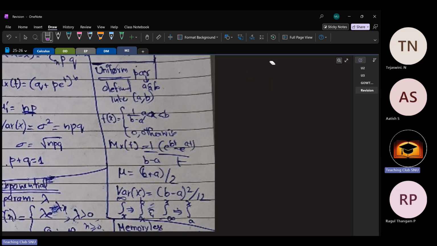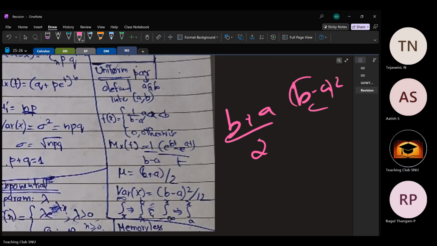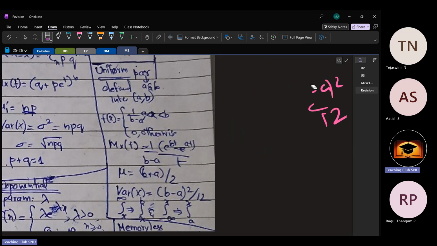Fine. And what is the mean for this? (B plus A) by 2. What is the variance for this? I think (B minus A) whole square by 12. Beautiful.